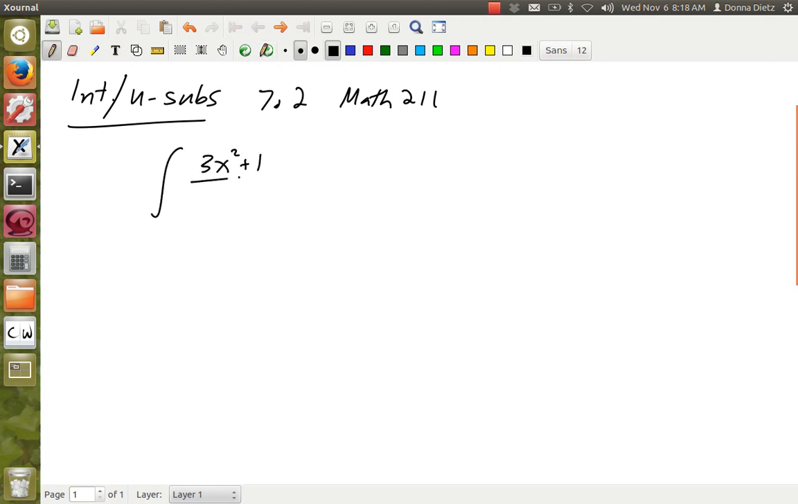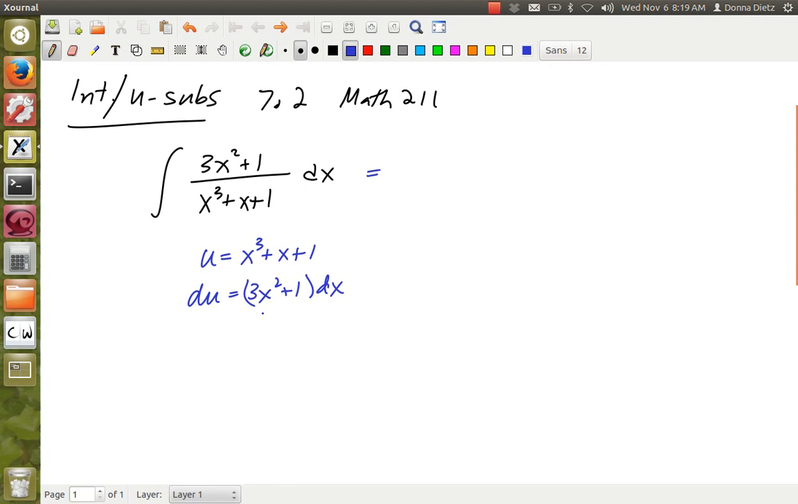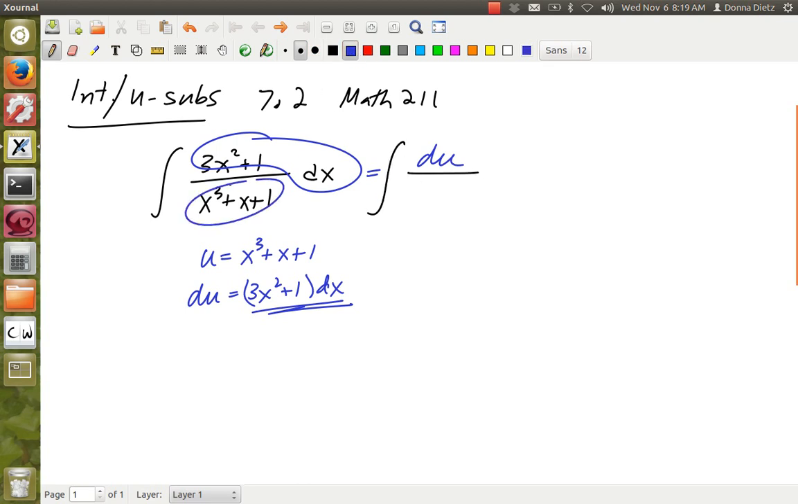f prime over f. Where have we seen this before? Okay, so we just suspect that we're going to do some kind of natural log thing. And so the denominator is the original function. du is 3x squared plus 1 times dx. So we think, okay, this is pretty straightforward. So this whole piece is here, and it gets replaced with du. Okay, and this denominator is u.